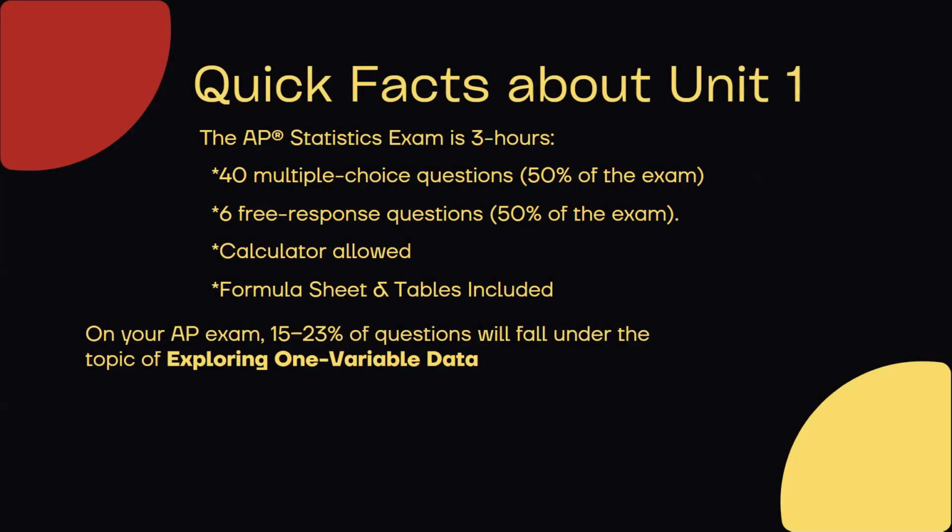Overall, the AP Stats exam is 3 hours: 40 multiple choice questions, that's half the exam, and 6 free response questions, 50% of the exam. You're allowed to use a calculator on the whole exam, and you also have a formula sheet and tables. 15 to 23% of the questions will fall under the topic of exploring one variable data from Unit 1.